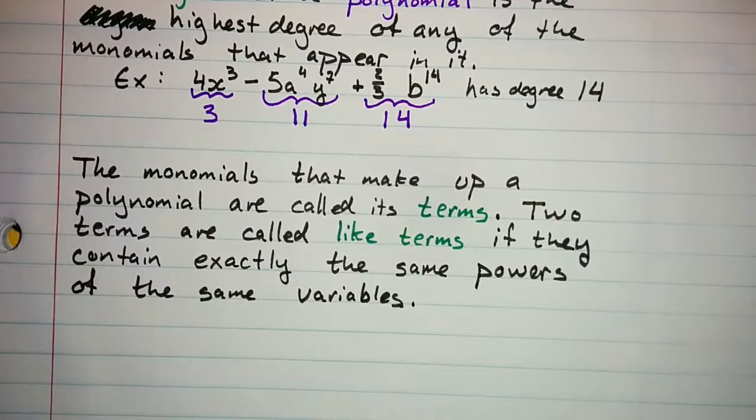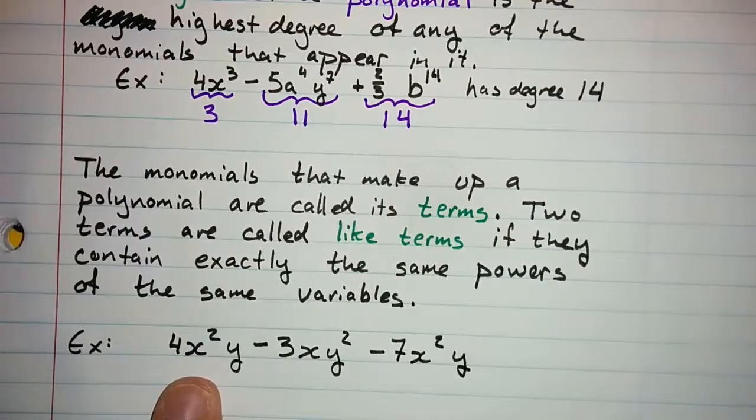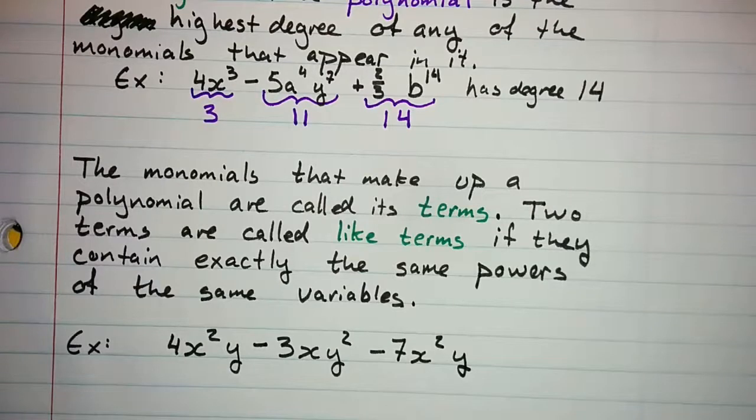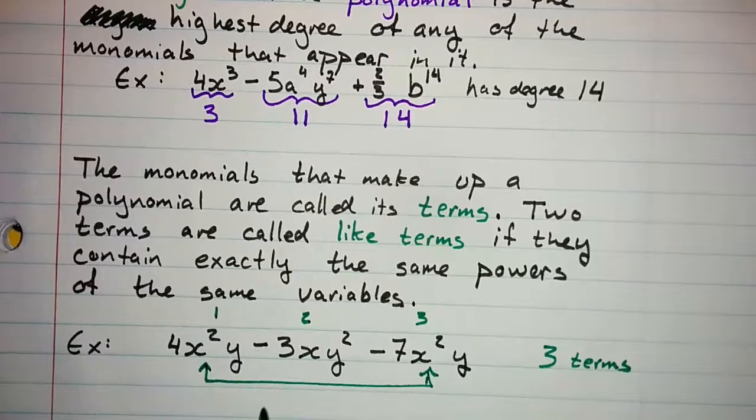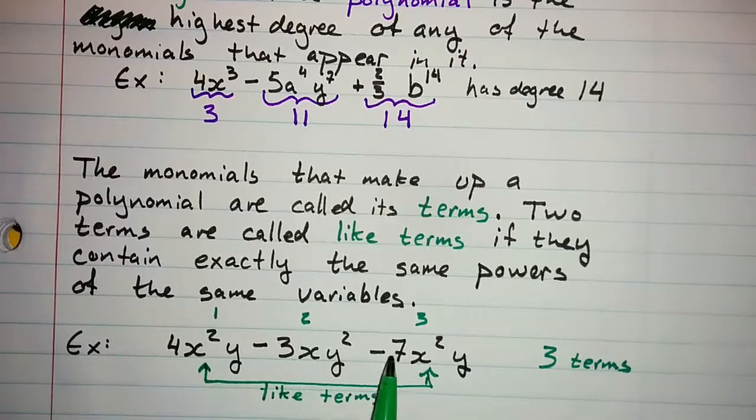So, for example, in the polynomial 4x squared y minus 3xy squared minus 7x squared y, we have three terms, 1, 2, 3, and these two are like terms. They each contain x to the second power and y to the first power. This middle term is unlike them in that it has different powers of each variable.